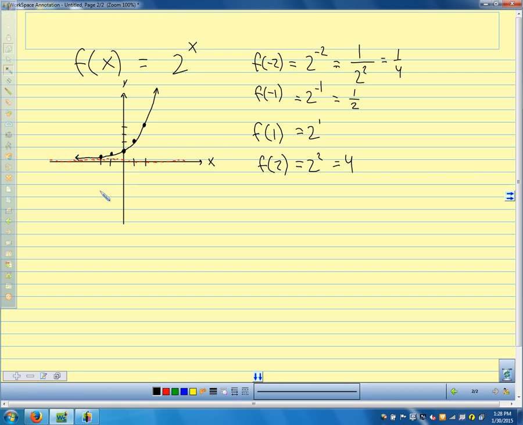And any exponential function is going to look more or less like this. Always increasing. The domain, negative infinity to positive infinity. The range, 0 to infinity. Always goes through this point 0, 1, until we start shifting things. So a really, really easy function to deal with. All right, questions on that one?